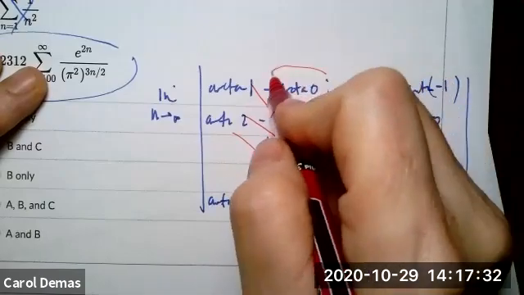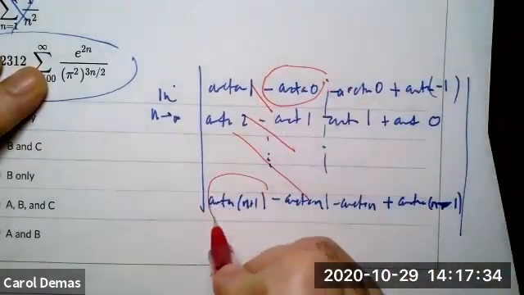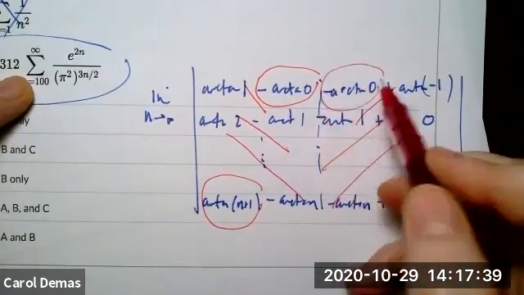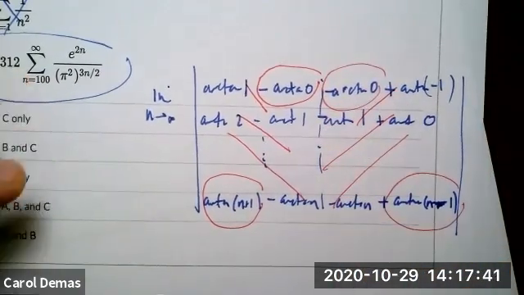Got it? Yes, thank you. All right. So all these diagonals will go away. We'll be left with this and this. And all these diagonals will go away. We'll be left with this and this.